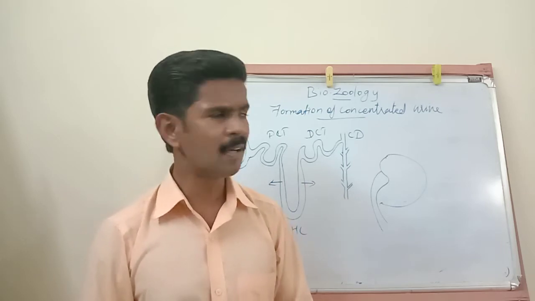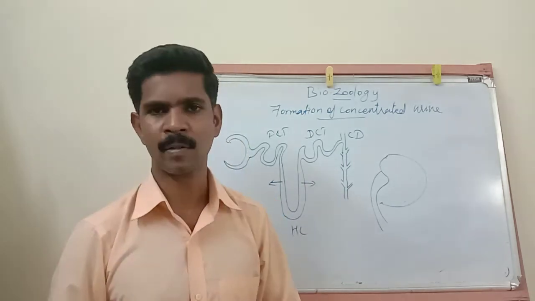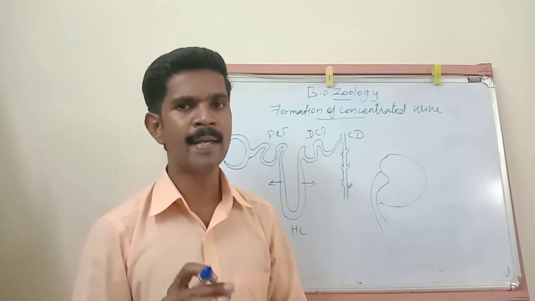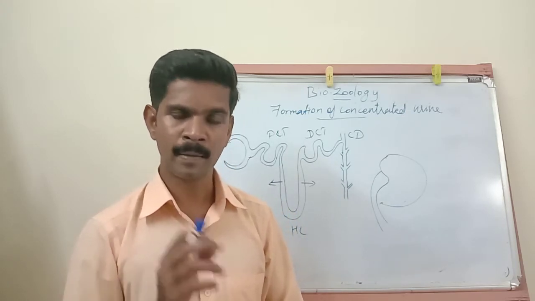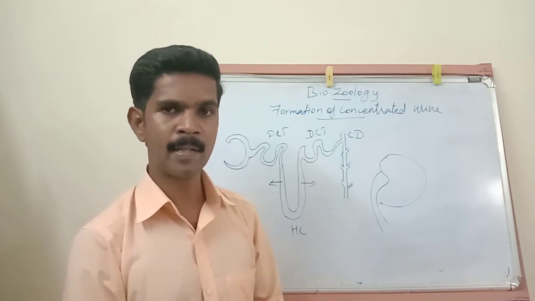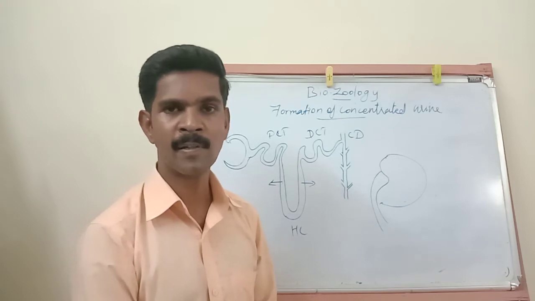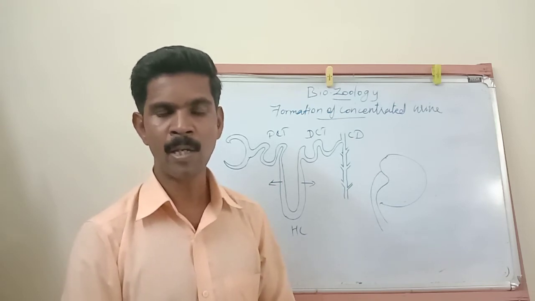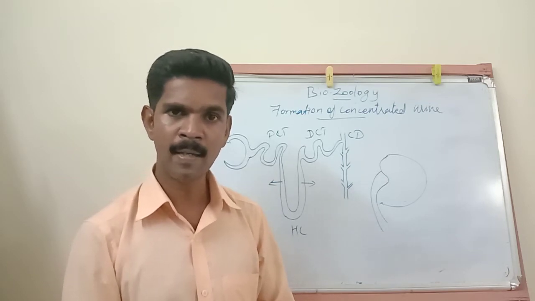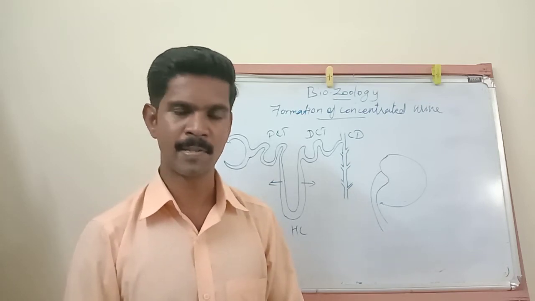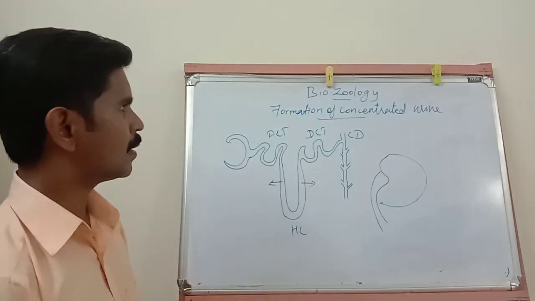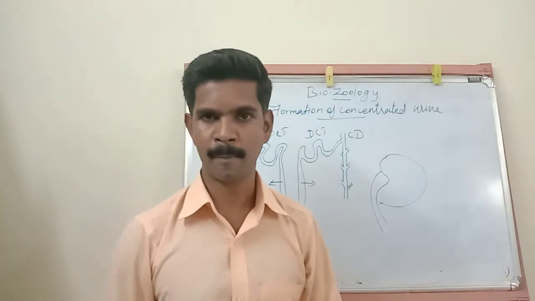Then the last point about the formation of urine concentration. The human kidney produces urine four times more concentrated than the filtrate formed during the beginning stage. At the end of the urine formation process, we will get high concentration urine. So this urine is four times more concentrated than the urine formed in the initial stage. Understand? So now we completed the formation of concentrated urine.